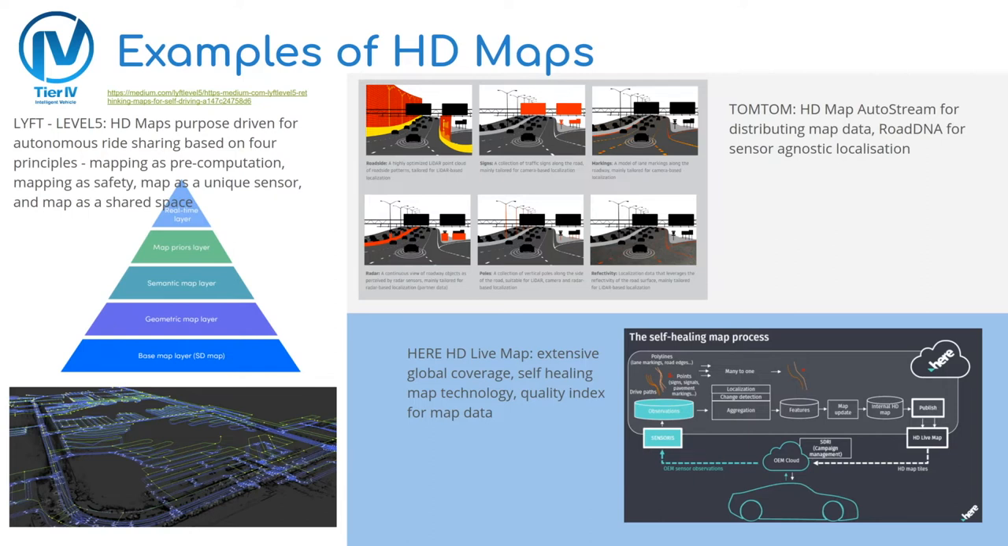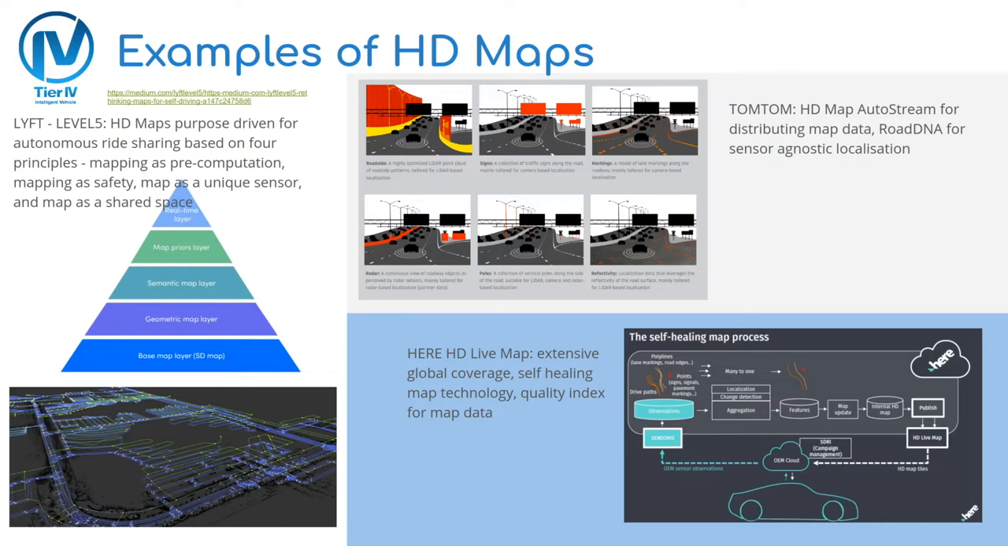The first example is from Lyft Level 5, who have defined a five-layered HD map and described the four principles behind their design as being mapping as pre-computation, mapping as a safety feature, maps as a unique sensor, and maps as a shared space. Their approach nicely reflects the map layer conceptualization introduced above. The linked Medium article by a Lyft engineer is worth reading if you are further interested in these topics.